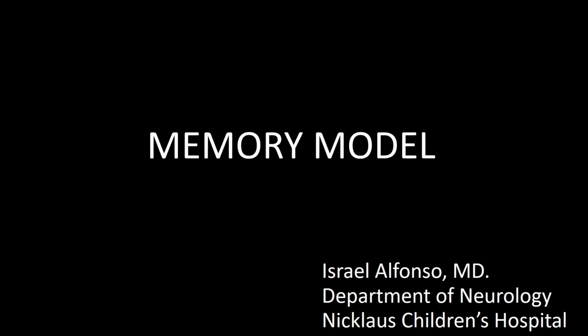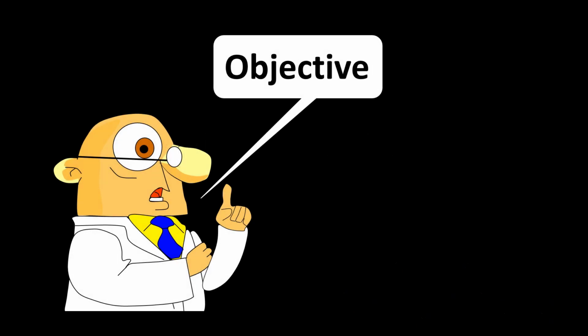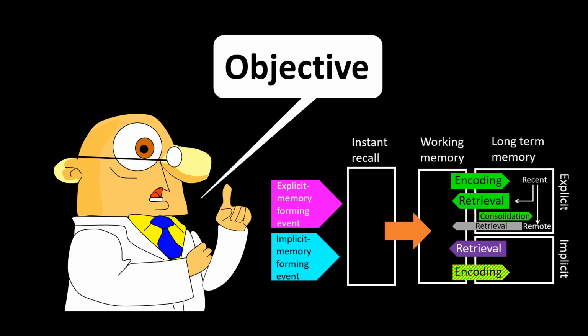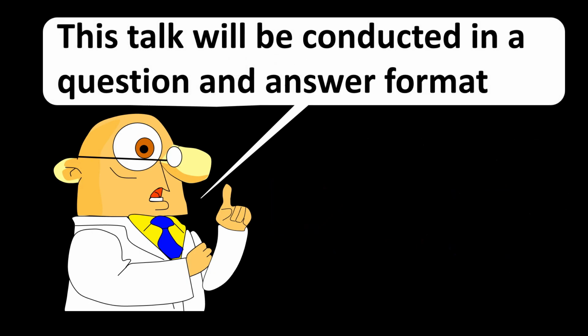The title of this talk is Memory Model. The objective of this talk is to put forward a memory model that would help us understand memory and memory-related problems. It is imperative for you to have viewed the video on memory classification before you go on viewing this video. I will conduct this talk in a question and answer format.